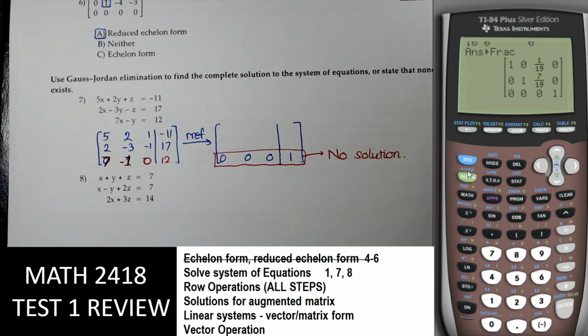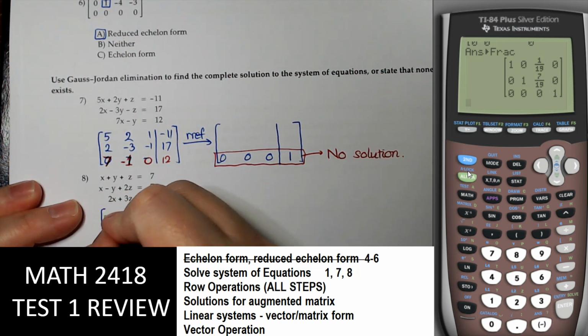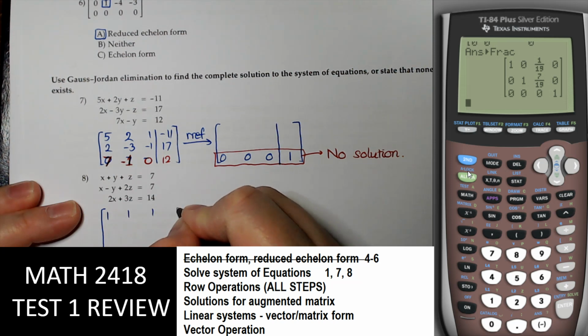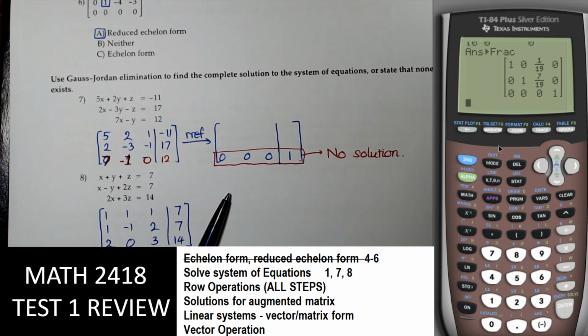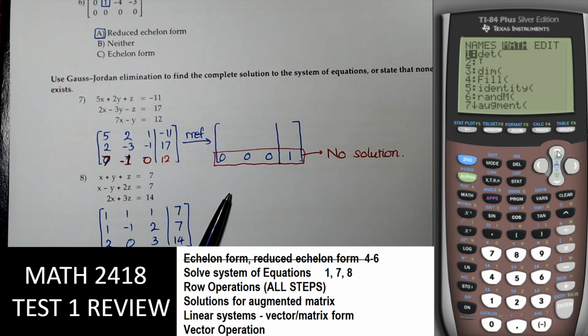So for 8, put that in the matrix form. 1, 1, 1, 7. 1, negative 1, 2, 7, 2x, 0y, 3z, 14. Right. So again, go to reduce row echelon form. And we have a matrix also 3 by 4.